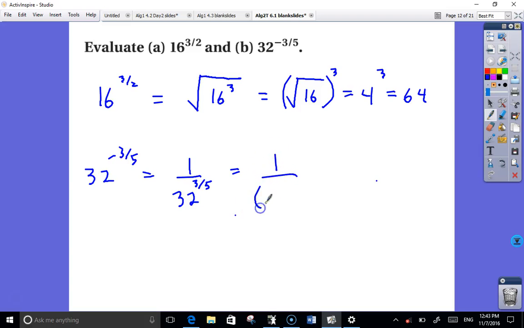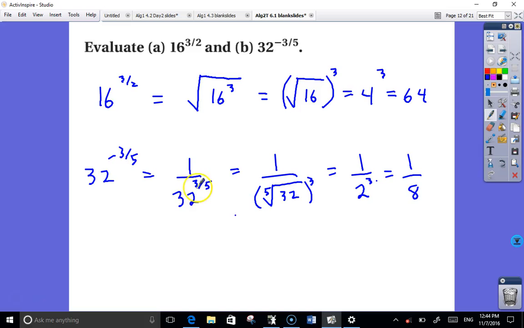1 over the 5th root of 32 cubed. Because what's the 5th root of 32? 2. 2 to the 5th is 32. So the 5th root of 32 is 2. In a minute, I'll show you how to do these things in the calculator. But so that's 1 over 2 to the 3rd. And 2 to the 3rd is 8. So it's 1/8.